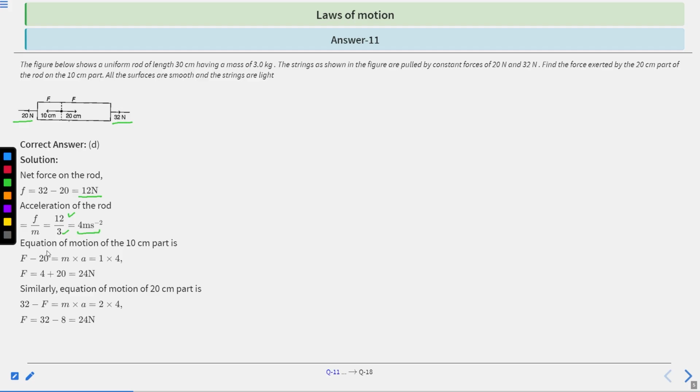Equation of motion of the 10 centimeter part is F minus 20 equal to M into A, and solving this, the force will be 24 Newton. Similarly, equation of motion of the 20 centimeter part is 32 minus F equal to M into A, which is equal to 2 into 4. And solving this, the force is 24 Newton.